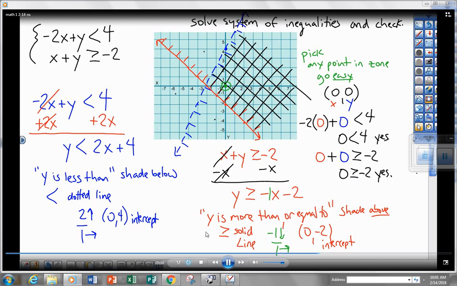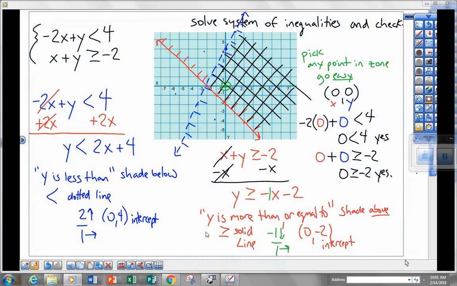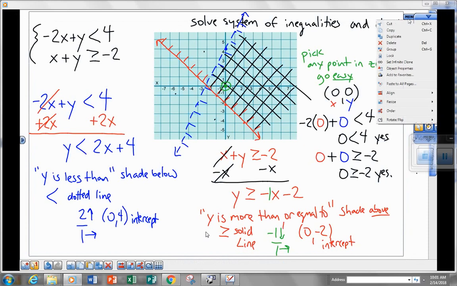What I'm going to do here, I'm going to pick a point or two in the bad zone and show you that they do not satisfy the inequalities here.